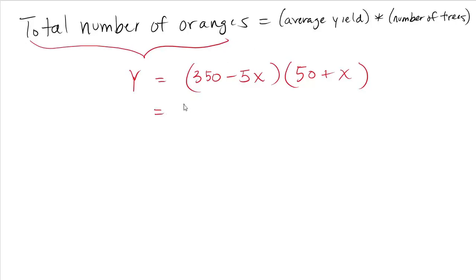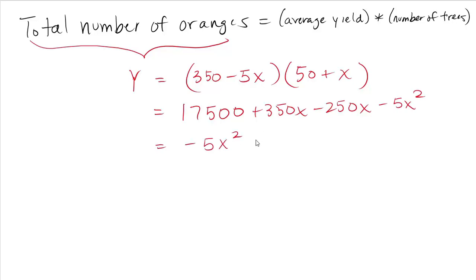350 times 50 is 17,500. 350 times X is 350X. Negative 5X times 50 is negative 250X. And negative 5X times X is negative 5X squared. I'm going to rewrite this in standard order from highest power of X to lowest power of X. So we get negative 5X squared plus 100X plus 17,500.